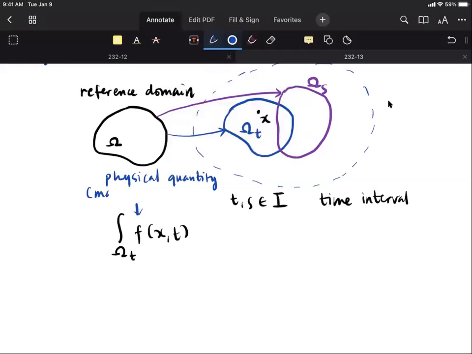Let's say mass, momentum, or it can be energy. So suppose I want to take this physical quantity, and these are in densities.